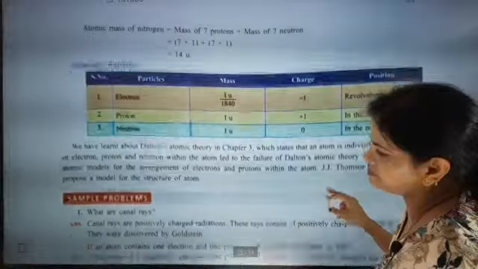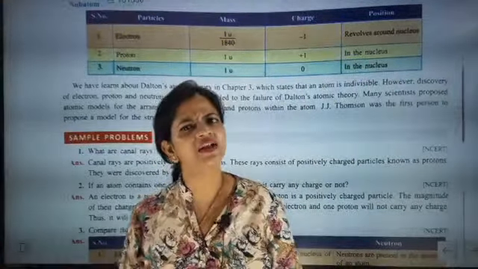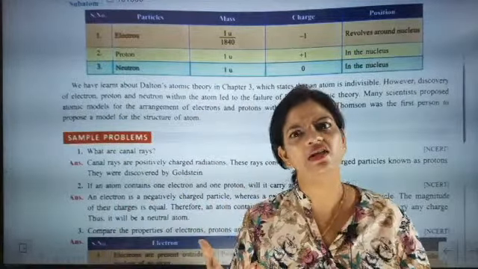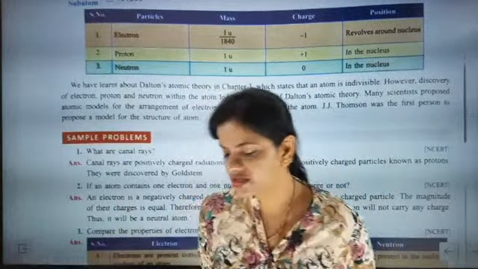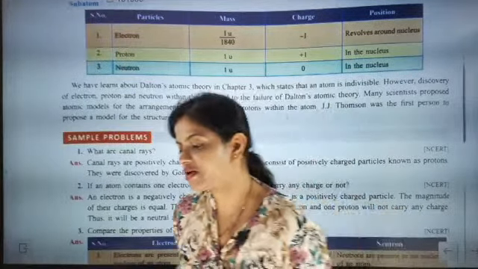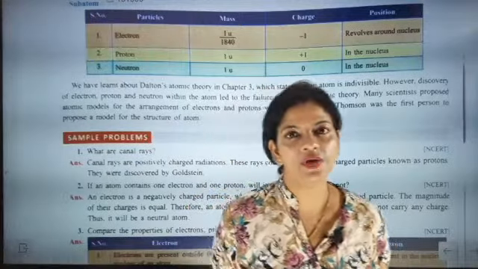Now they are asking this question: what are canal rays? Now can you answer the question? Do you know what canal rays are? I think my children will be able to answer now. If somebody asks you what canal rays are, will you be able to answer?